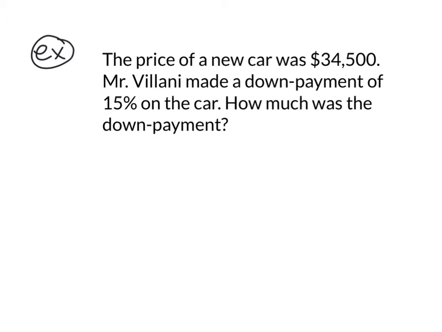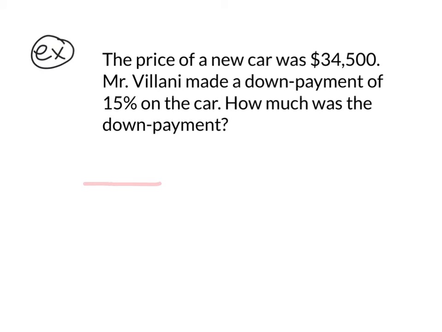So here's an example. The price of a new car was $34,500. Mr. Villani made a down payment of 15% on the car. How much was the down payment? So when you go to buy a new car, you don't give them all the cash at once. You give them some cash, and then you take out a loan on the remaining amount. So that amount that you give them is called a down payment. You do that when you buy a house or something else that's very expensive as well. And then you only have to pay interest on the remaining amount that you owe them.